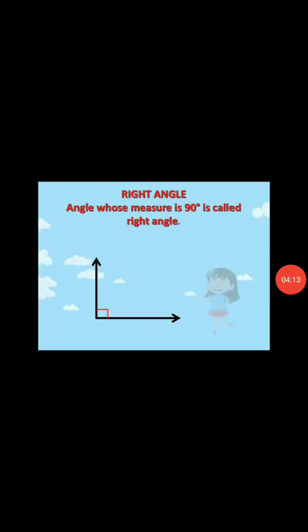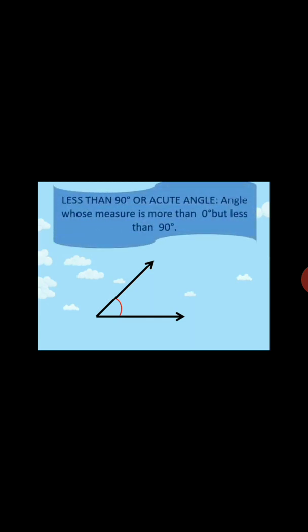As you can see, we have here a sleeping line and standing line. So that is forming a right angle. So angle whose measure is 90 degree is called right angle, and that looks like L. Now we have two lines here, and that is smaller than the right angle, and that is known as an acute angle. So less than 90 degree is acute angle, that is angle whose measure is more than 0 but less than 90. 90 से छोटा जो angle होता है that is called acute angle.